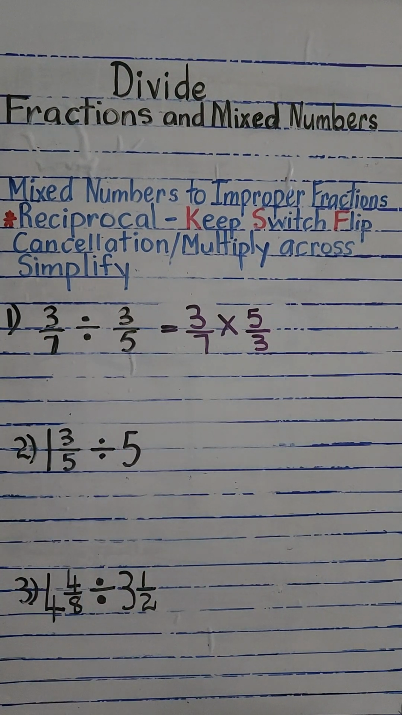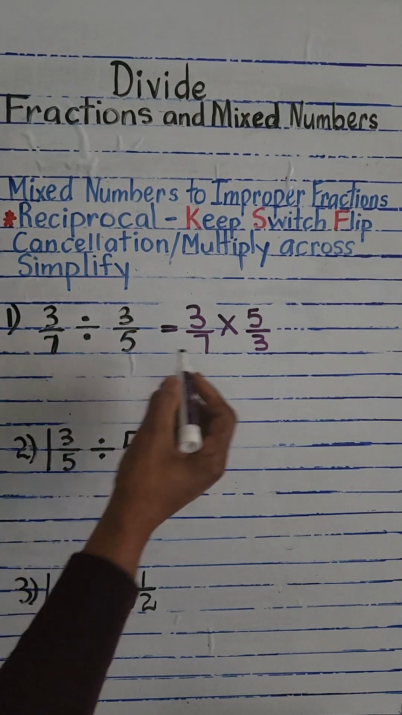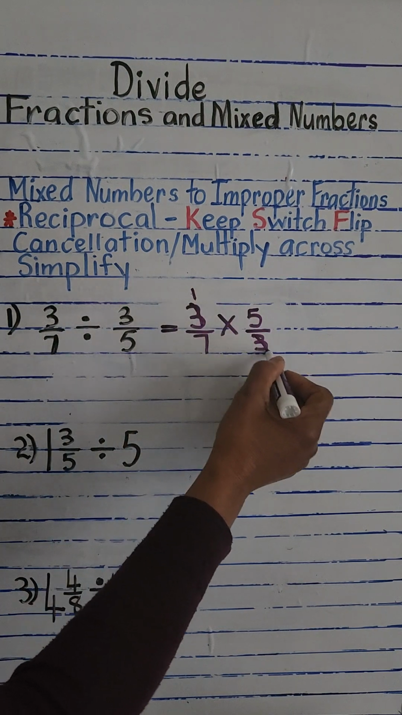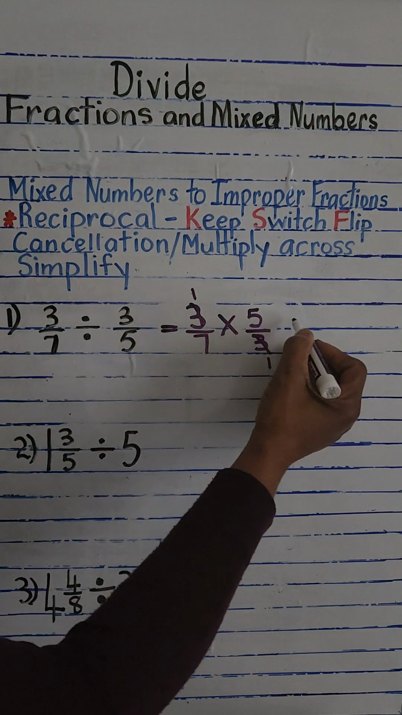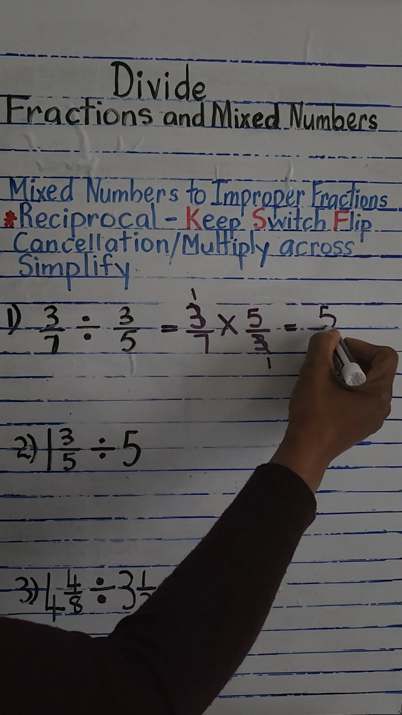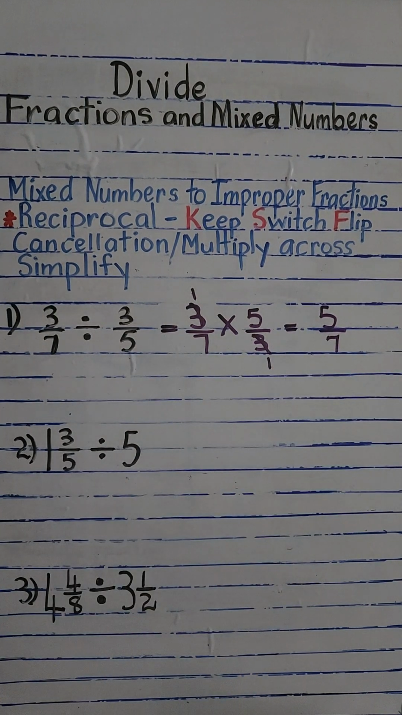Now we are ready for the next step, which is cancellation and multiply across. And yes, we have here the 3. We'll cancel out that 3. And now we can multiply across. Equals 1 times 5 and 7 times 1. And this is the lowest term. So that's our final answer.